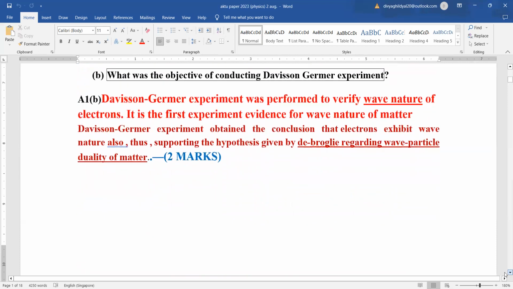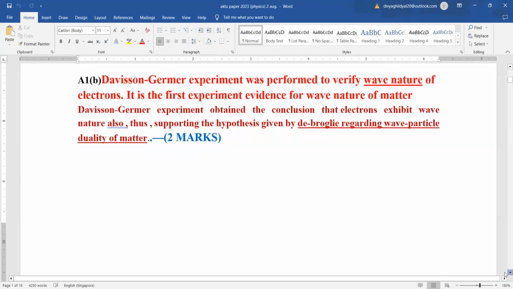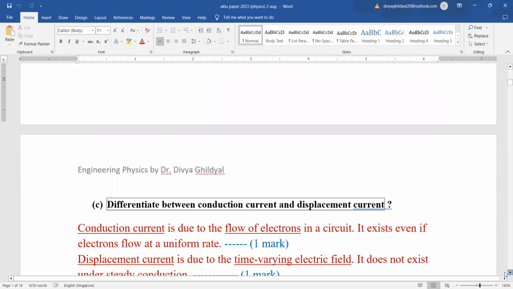What was the objective of conducting Davisson-Germer experiment? Davisson-Germer experiment was performed to verify the wave nature of electrons, and it was an experimental demonstration to conclude that electrons exhibit wave nature also, right? So 2 marks for that.